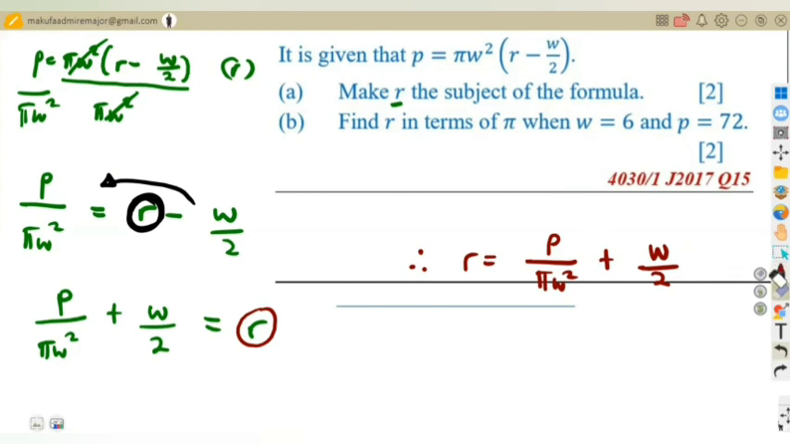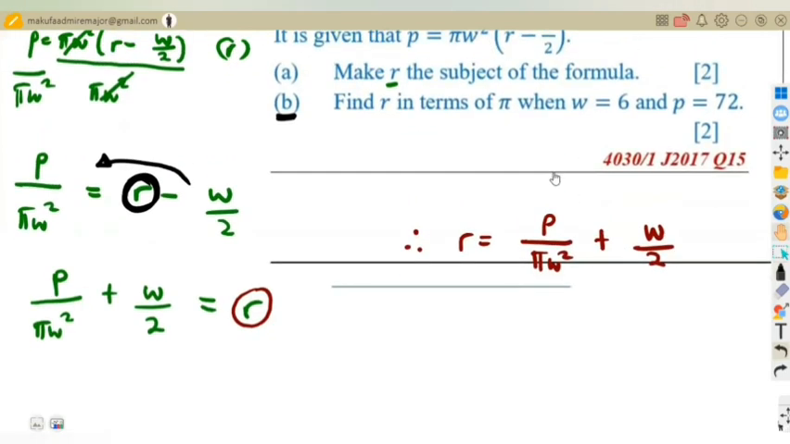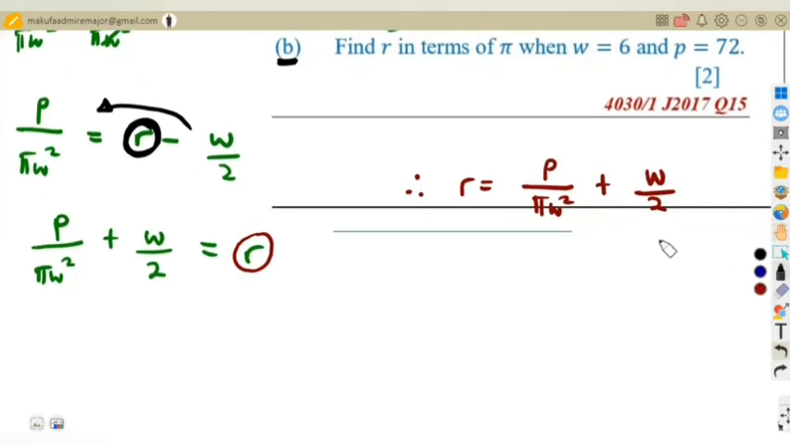Then after making this the subject, the question is now on the b part. Find r in terms of pi if w is equal to this. So you are now given a consideration to find r in terms of pi. Already you have made r the subject. So you simply substitute. Yes, you can substitute on this formula, which is fine, but you can substitute here where you have already made r the subject. So r is equal to p, which is 72 in this case. So we are going to have 72 over pi w squared. Our w is 6.